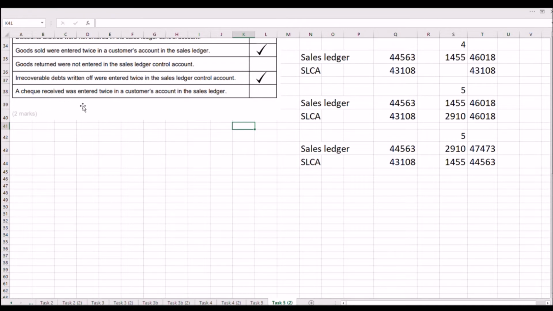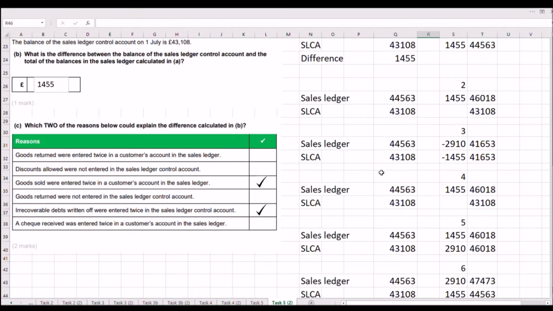And then the last one, cheques received twice in the customer's account in the sales ledger. So cheque received would be credit the sales ledger and credit the sales ledger control account, and it was twice in the sales ledger. So we're going to reverse it out by debiting it: debit that one twice and credit that one. You can see that one's not the same. So that's number six, sorry. So that one's not it. So the answer is 3 and 5.